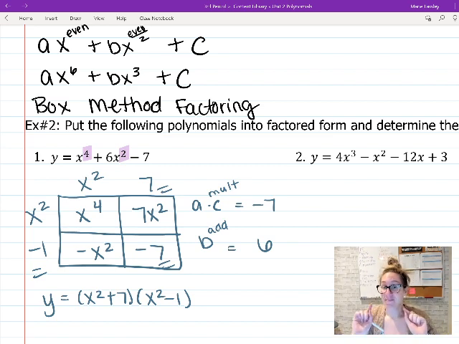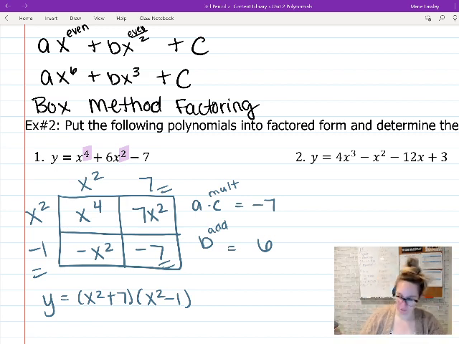But x squared minus 1 can be factored because it's the difference of perfect squares. 1 is a perfect square, x squared is a perfect square, so I can use the difference of squares to factor that x squared minus 1 even further. And yes, you do have to do that.